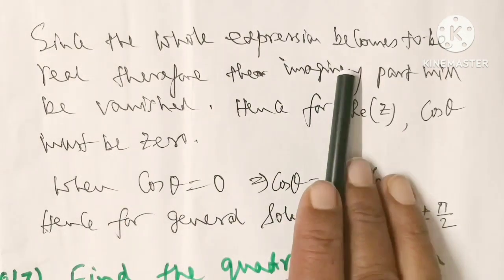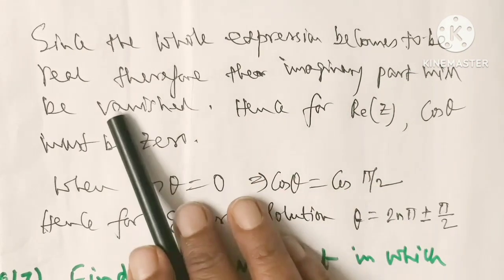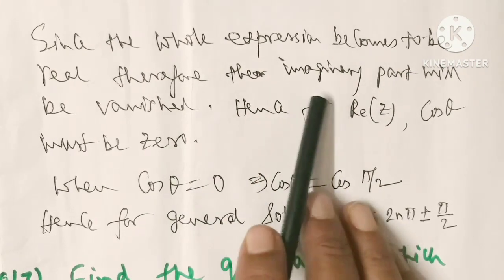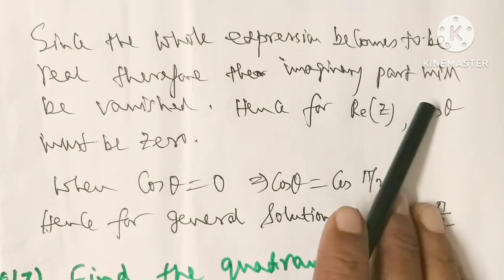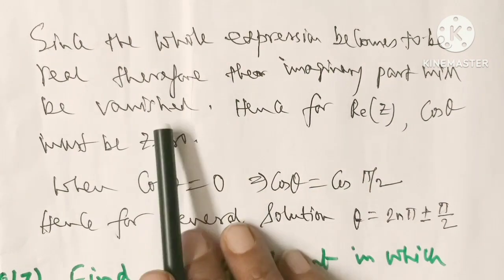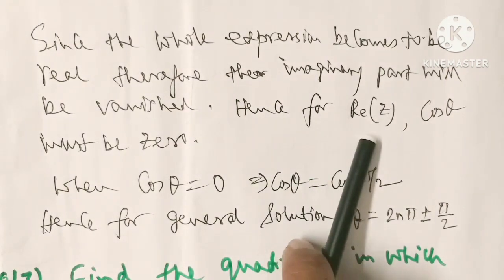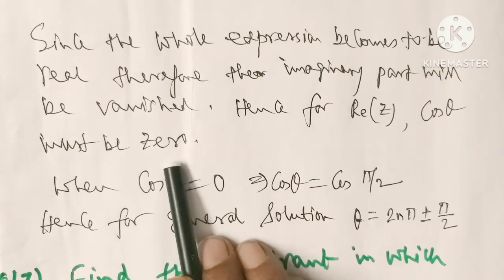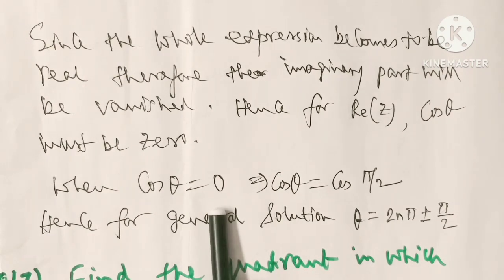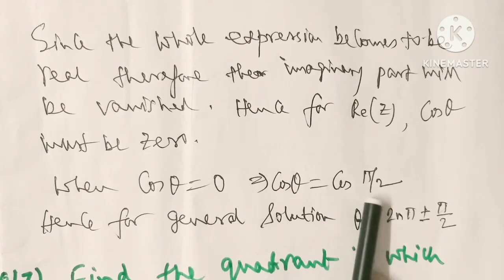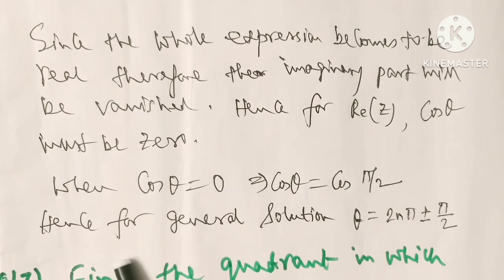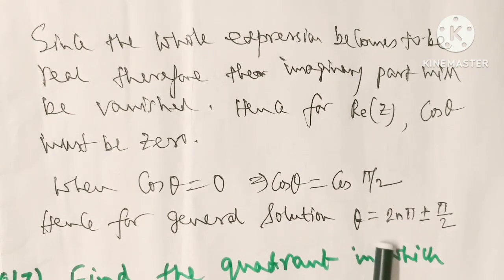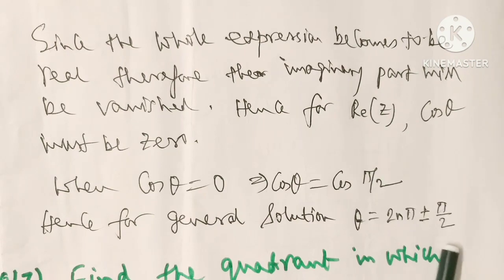Since the whole expression must be real, the imaginary part will vanish, and hence for real z, cos theta must be 0. Hence cos theta equals 0 implies cos theta equals cos pi by 2, that is cos 90 degrees. Hence the general solution is theta equals 2n pi plus minus pi by 2.